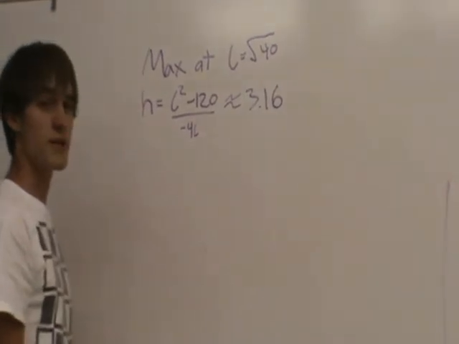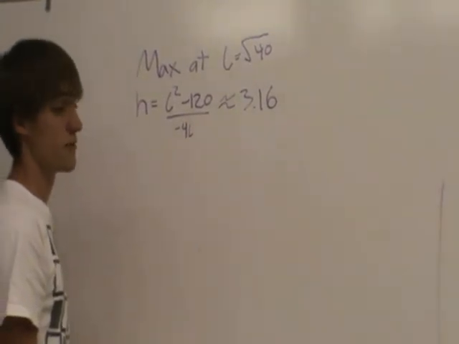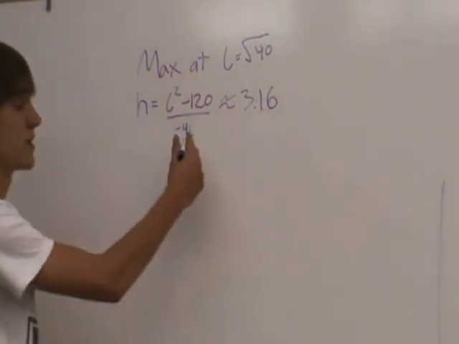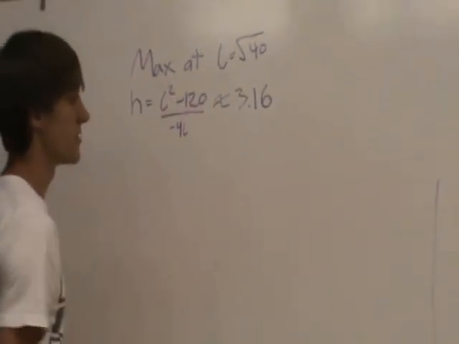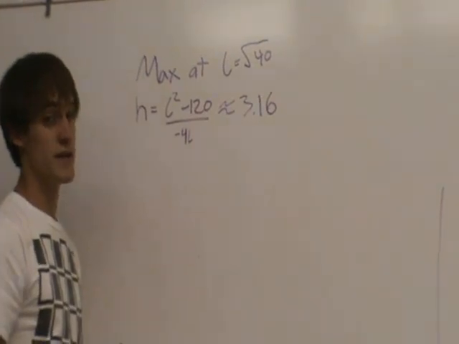Now that we know our maximum length is at the square root of 40, we'll plug that back into our height equation found earlier, and we get approximately 3.16, and that's optimization.